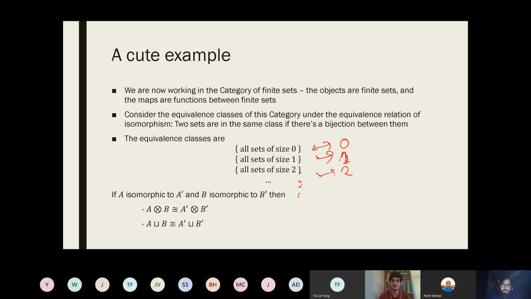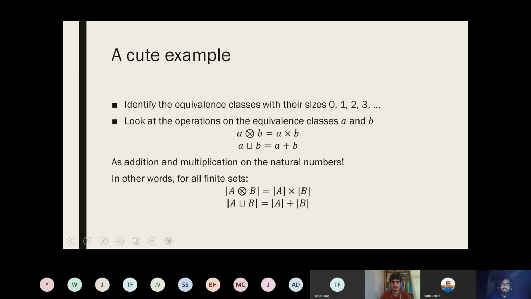And this last result is just that the operations of product and coproduct respect this equivalence relation, in the sense that if A is isomorphic to A dash and B is isomorphic to B dash, then A cross B is isomorphic to A dash cross B dash, and the same with the coproduct. So this lets us define the product on these classes themselves. And what we get is just addition and multiplication on the natural numbers, as in the equivalence class of 3 plus the equivalence class of 2, all times the equivalence class of 5, will give us 25, right? Yeah, 25. And I found that really surprising.